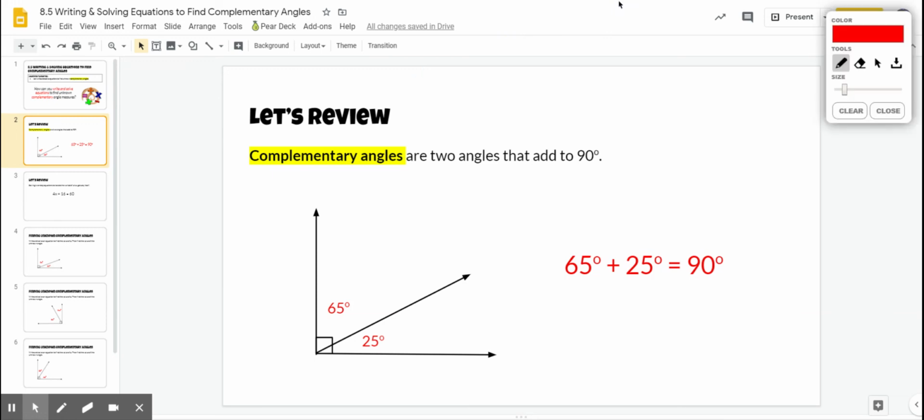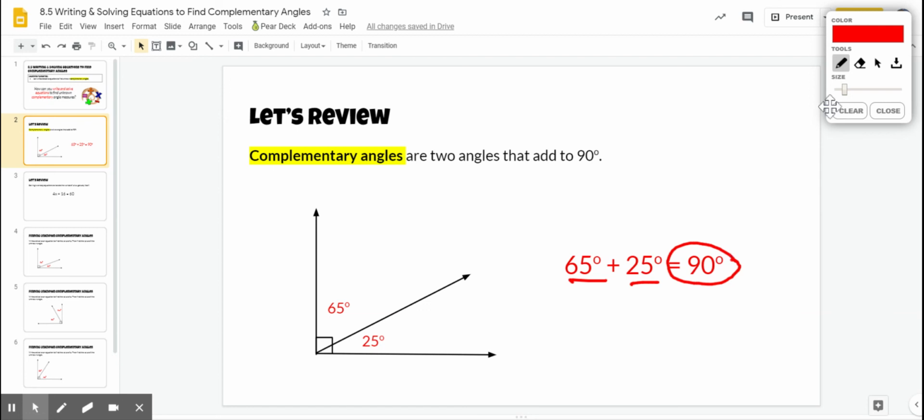And we can write an equation to show their relationship. So we say that 65 degrees, which was the first angle, plus the angle that was 25 degrees gives us a sum of 90. And that's because they're complementary.